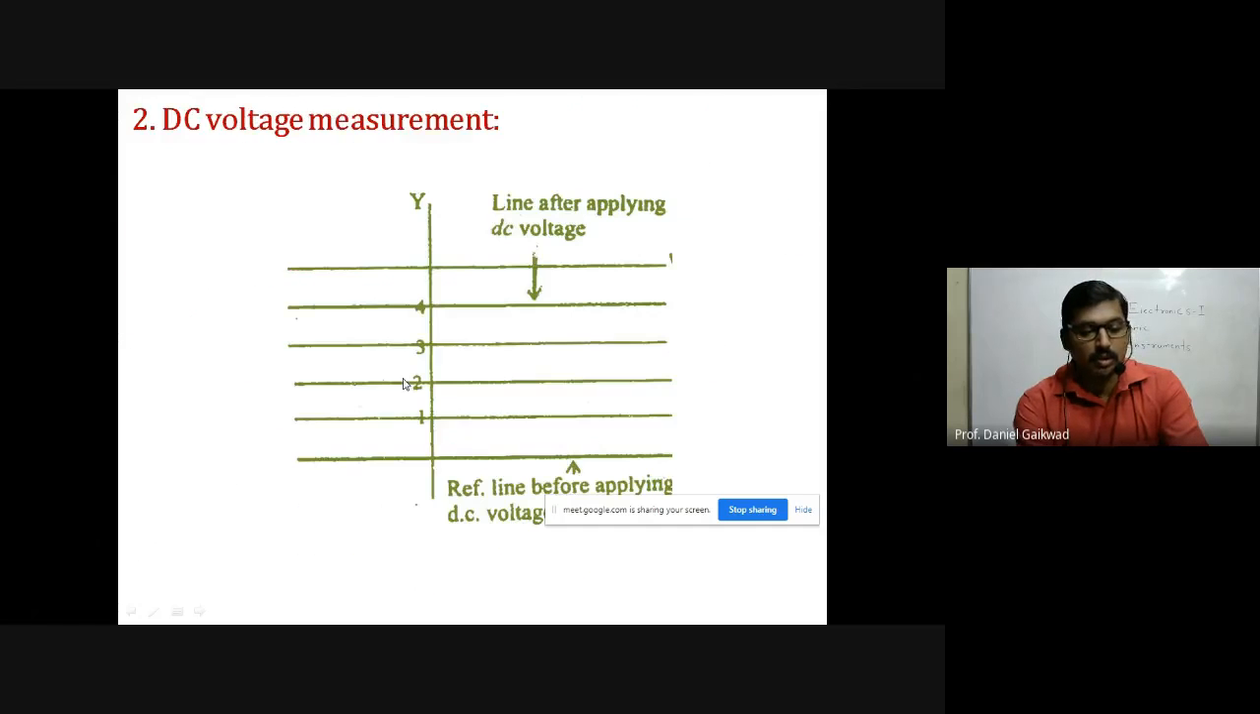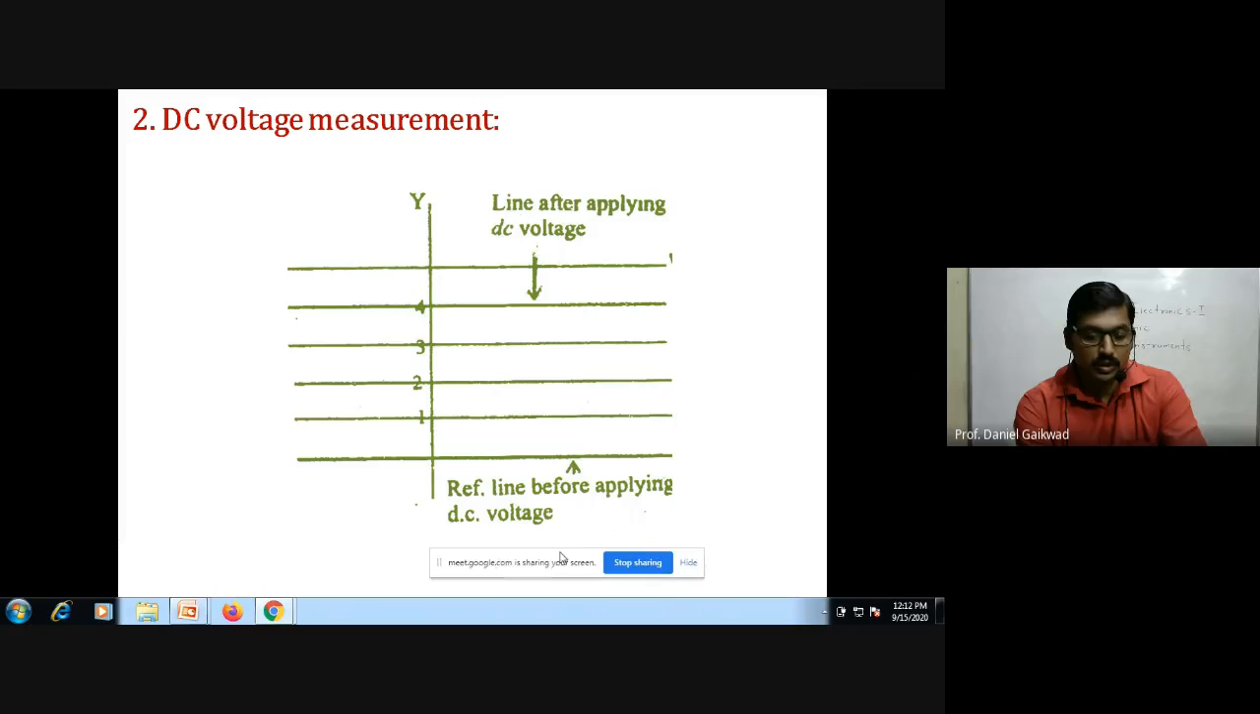Okay. Now similarly we have the second application, DC voltage measurement. It is easy for DC measurement. DC doesn't have variation, it has a fixed value. Suppose 3 volt, 4 volt, 5 volt, 10 volt like this. So DC has a fixed value line. This line shows the DC voltage.